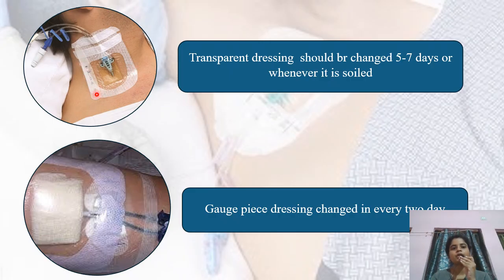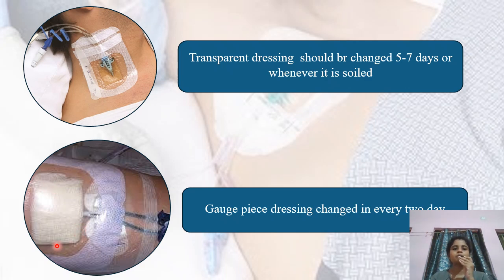Here you have to write the date of insertion of the catheter and when the dressing was changed. Next, suppose there is any soakage at the central line dressing site. Sometimes after the insertion of the central line, there is some soakage present. So a gauze piece dressing can be done.